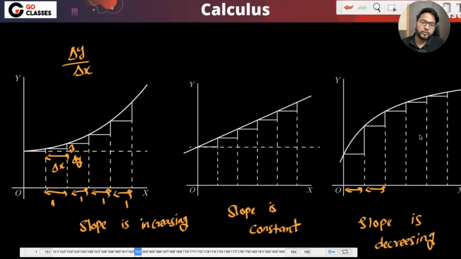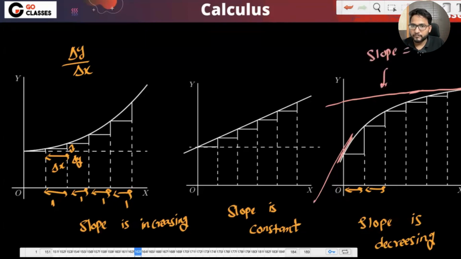Can you please draw the tangent for the third one? Yeah. So the tangent at the extreme point will be almost zero. The slope will be almost zero. Here the slope is quite good, but here the slope is zero. So whatever angle this is, here the slope was zero, but here it is very high. The slope is quite high.